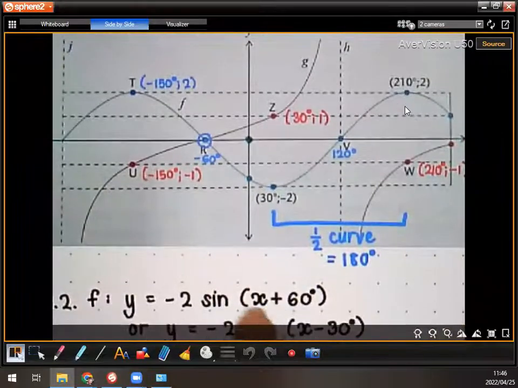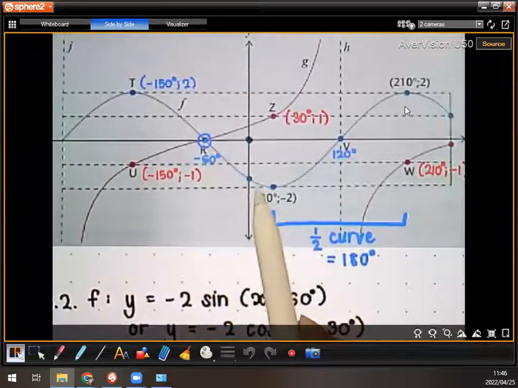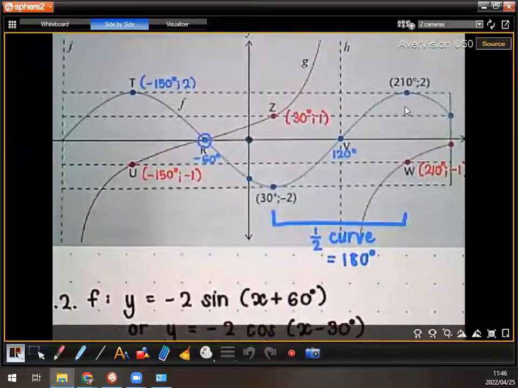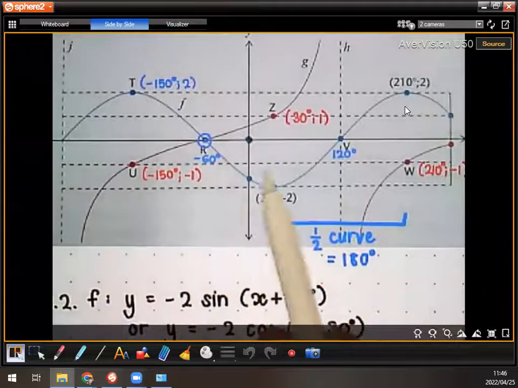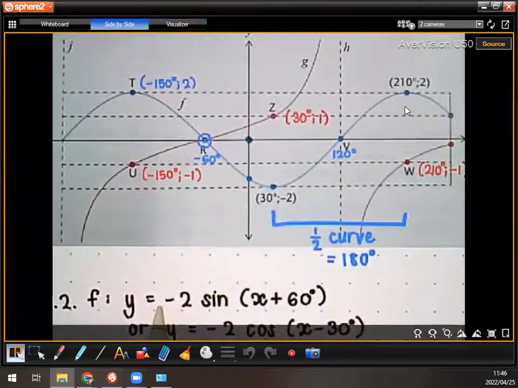Do you guys see why I have x plus 60 in my bracket? Because it's a sine graph that shifted 60 degrees to the left. So that's the x plus 60. But now let's look at the direction, guys. We know from our starting point, the sine graph normally goes up. This one from the starting point is going down. So that's why there's a negative in front of my a value.